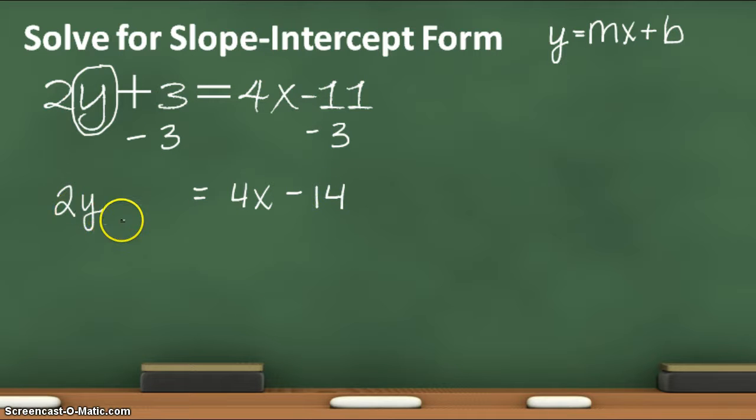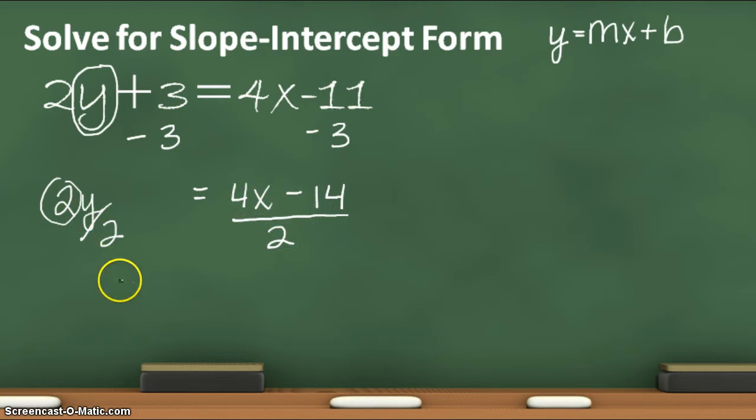Okay, so now I've got 2y, and this is looking pretty good. It's in the right order over here, but we need to get rid of this 2. Remember, 2y means 2 times y, so the opposite of multiplication is division. I'm going to divide both sides by 2. And when I do that, I have to remember I'm dividing both sides in their entirety. I can't just divide an individual piece.